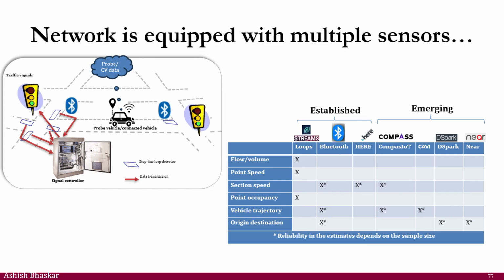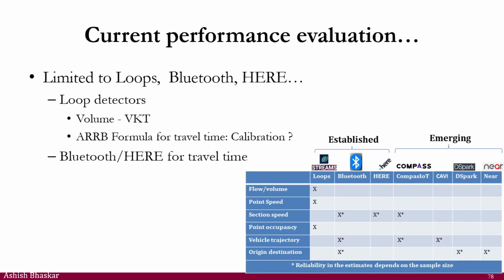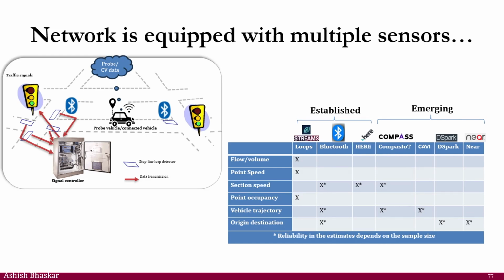DSpark and Near are basically giving you origin-destination data. That is not what we have discussed for a large network. They are more cell phone based. Do you outsource, or do you have your own equipment to code this?